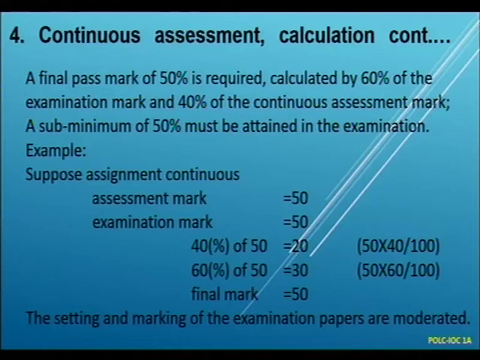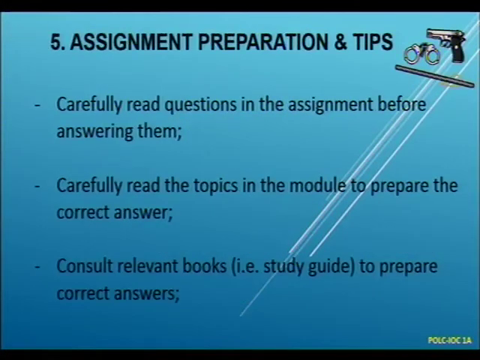For example, let's suppose your continuous assessment mark was 50 and your examination mark 50. It will be calculated as 40% of 50, which equals 20. If you calculate, you would say 50 times 40 divided by 100. As for your examination mark, 60% of 50 will equal 30, which is calculated as 50 times 60 divided by 100. So your final mark will then be 20 plus 30, which is 50. The setting and marking of the examination paper are moderated, so all examination papers are moderated.